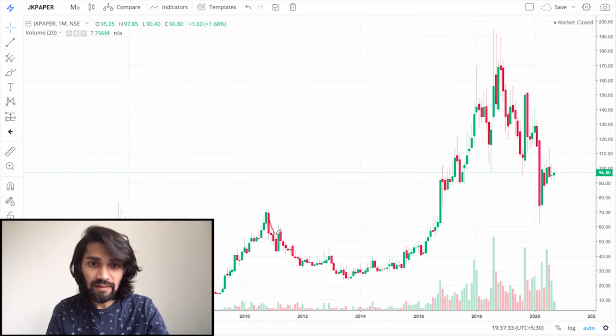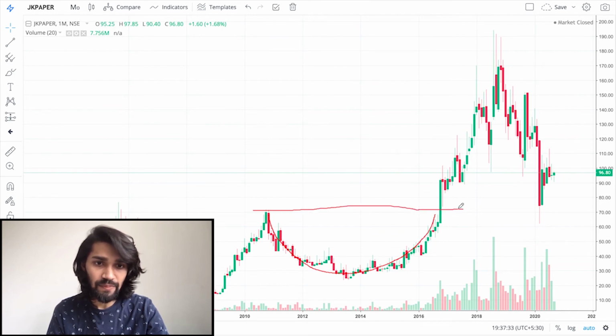So if you can see here, there is a very clear rounding bottom here, and it broke the neckline at this point. And you can see the price going high. It broke the neckline at around 70s and the price went up till 180s. So that was the rounding bottom pattern.